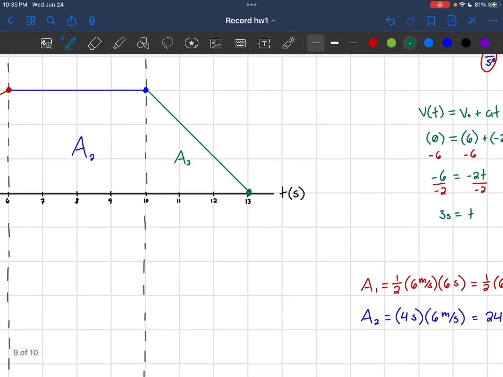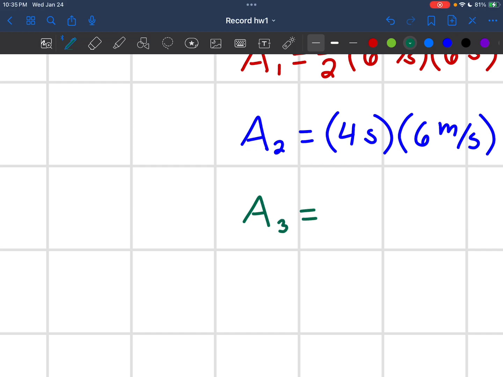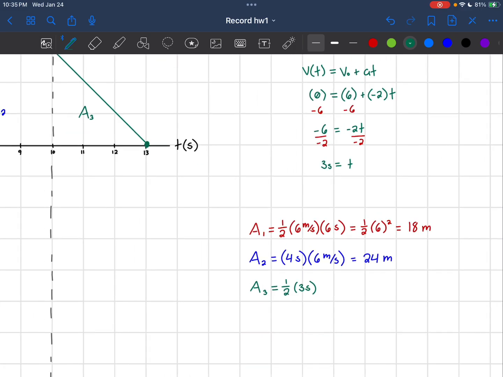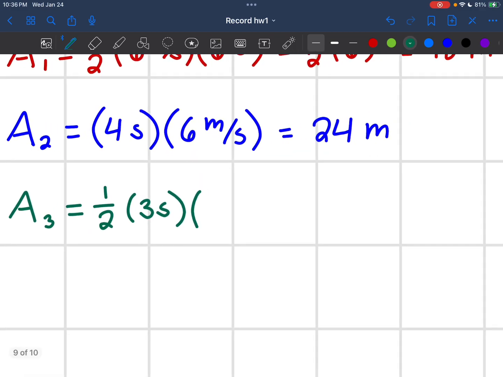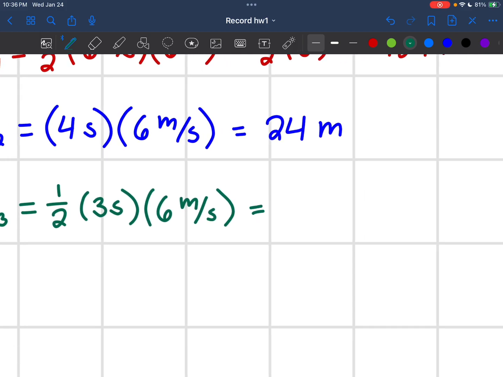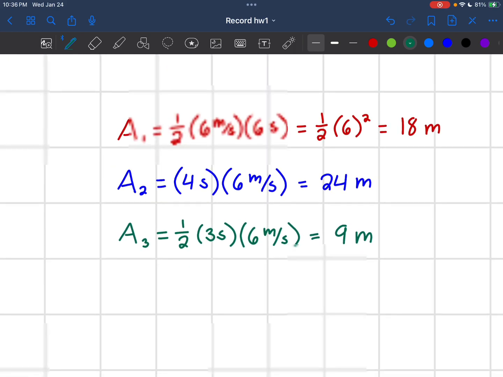Then area 3 is another triangle. Okay. So it'll be 1/2. My base is 3 seconds. We solved for that in our last chunk. And my height is 6 meters per second again. Right, so that one is 9 meters. Sorry, trying to remember how to do math there for a second.